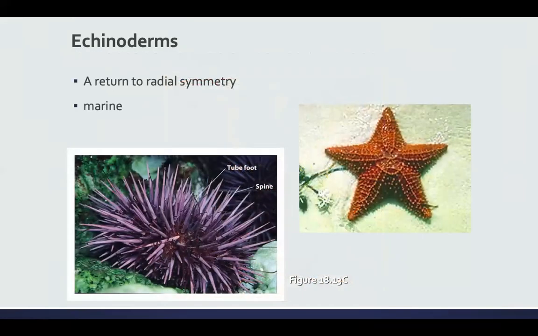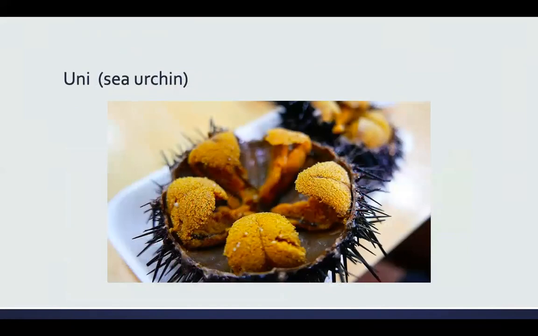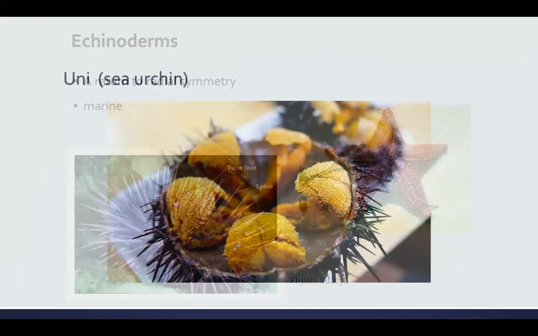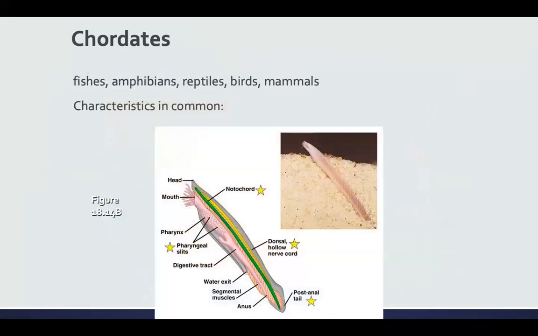And echinoderms are a return to radial symmetry. They're marine animals. So you'll see here the starfish has a type of radial symmetry. Again, these are found underwater. Urchins are sea urchins, another type of echinoderm. You can see the radial symmetry found there as well.